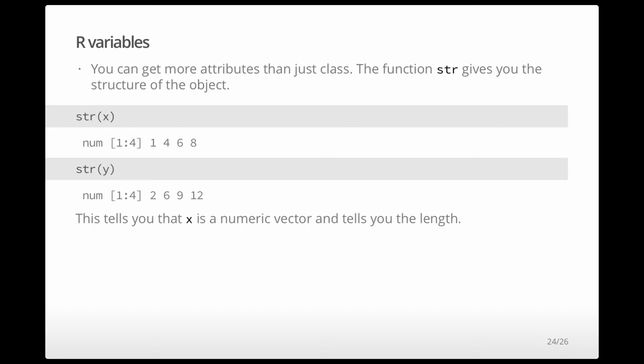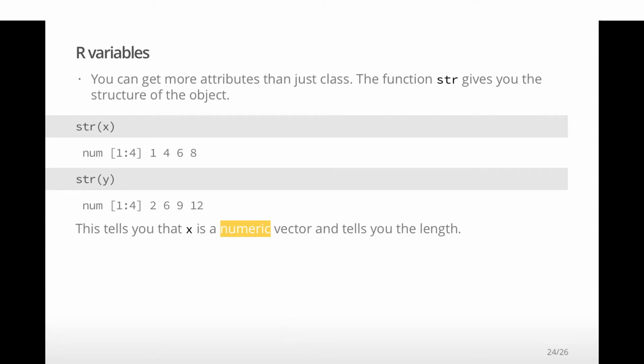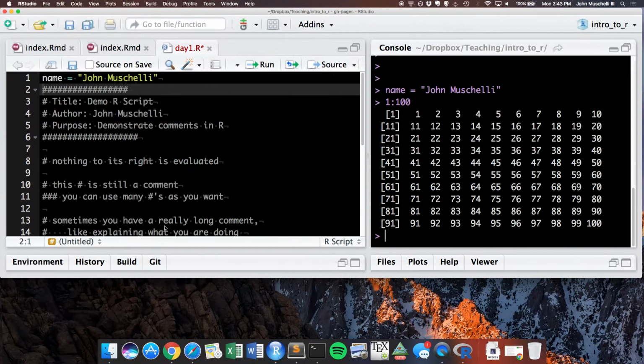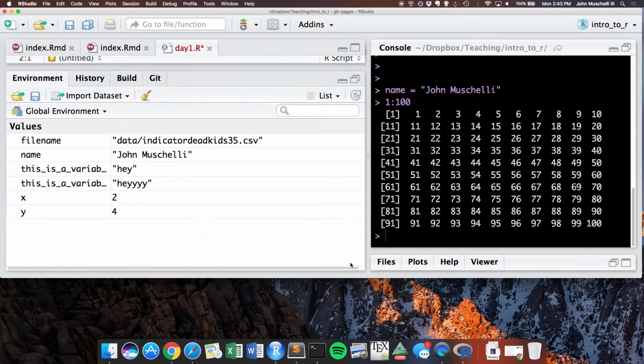And it prints out the first couple values. So it says the structure of x is numeric, it has 4 values, and these are the first 4. And similarly for y. So it tells you it's numeric, and it gives you the length. If we went to our environment, that is essentially what it's going to give us, the structure.